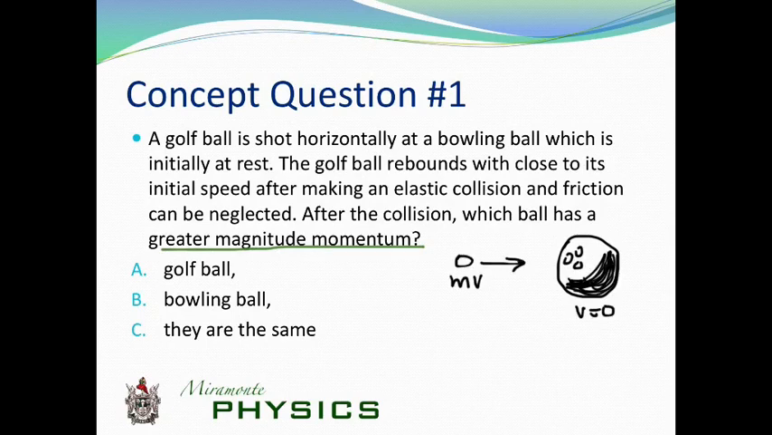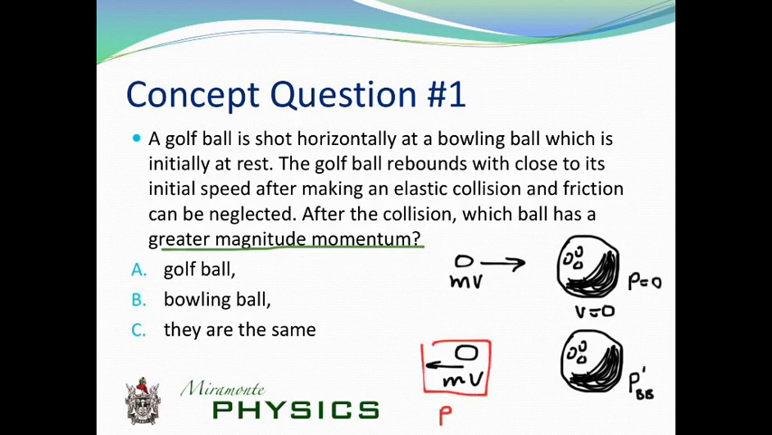Okay, here's the original scenario. You have a golf ball coming in. It has a speed, mv. You have a bowling ball, which is way more massive than the golf ball, and it is just hanging out. It's not moving, so you might say it has no momentum to start. And then the golf ball bounces, and it comes back at essentially the same speed, right?